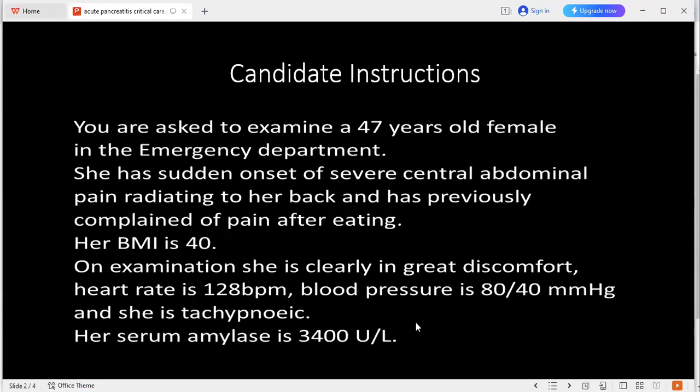All right, good. Considering the scenario of this patient, what are your provisional and differential diagnoses according to which you will be managing this patient? According to the case scenario, my provisional diagnosis is acute pancreatitis, and my differential diagnoses are acute cholecystitis, acute cholangitis, possibly myocardial infarction.